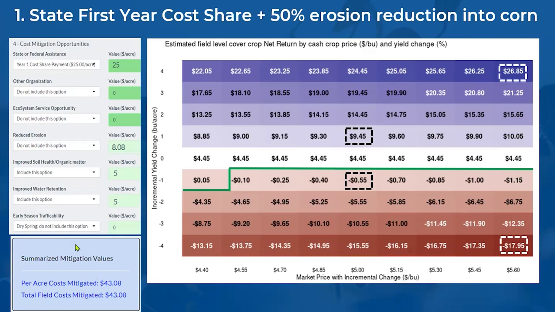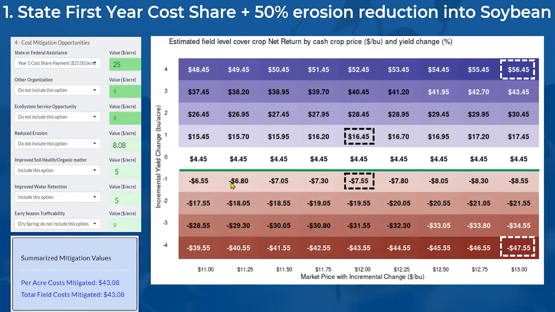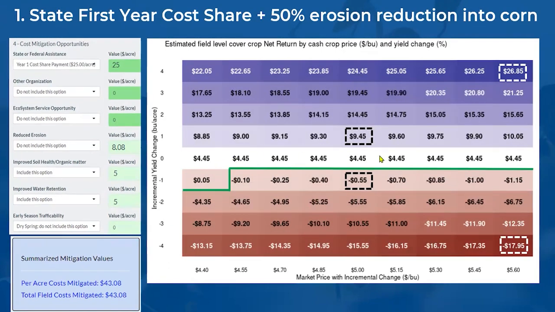And we're including a value for soil health organic matter improvement and for water retention. So the total of the summarized mitigation values is 43.08. And if you subtract the default costs for cover crops, we are now at $4.45 if there's no yield change per acre. And this will be the same for soybean if there's no yield change. Let's go back to corn and look at that.